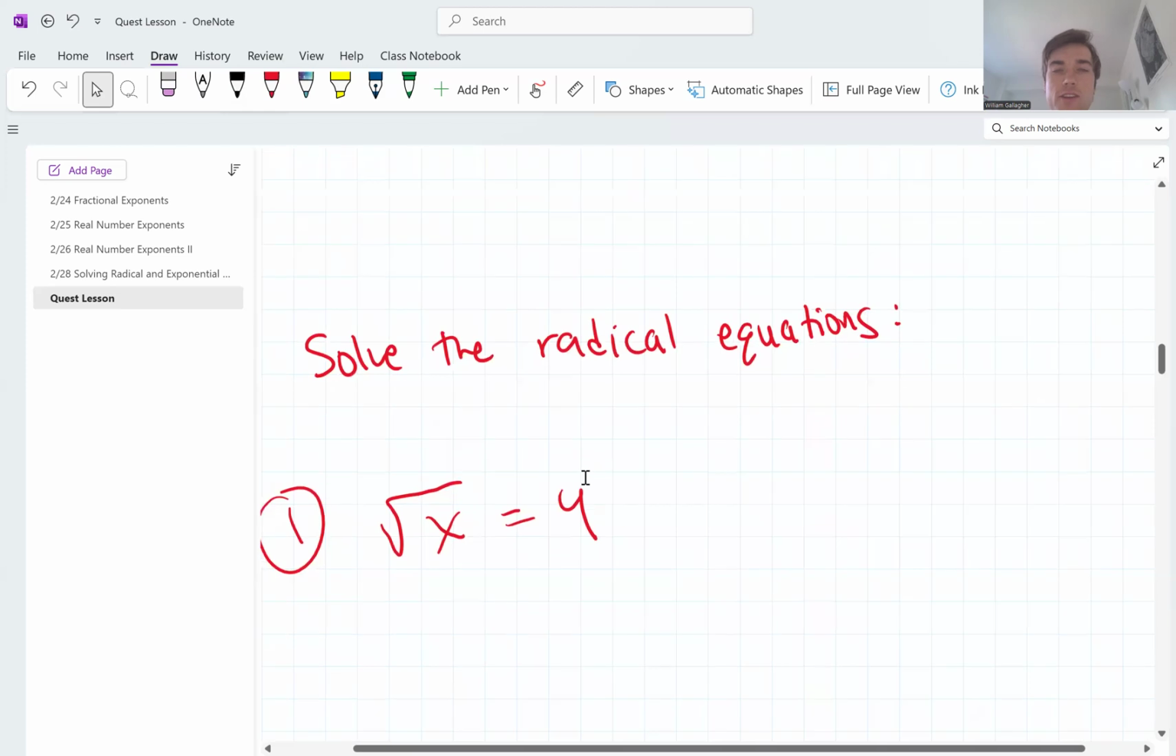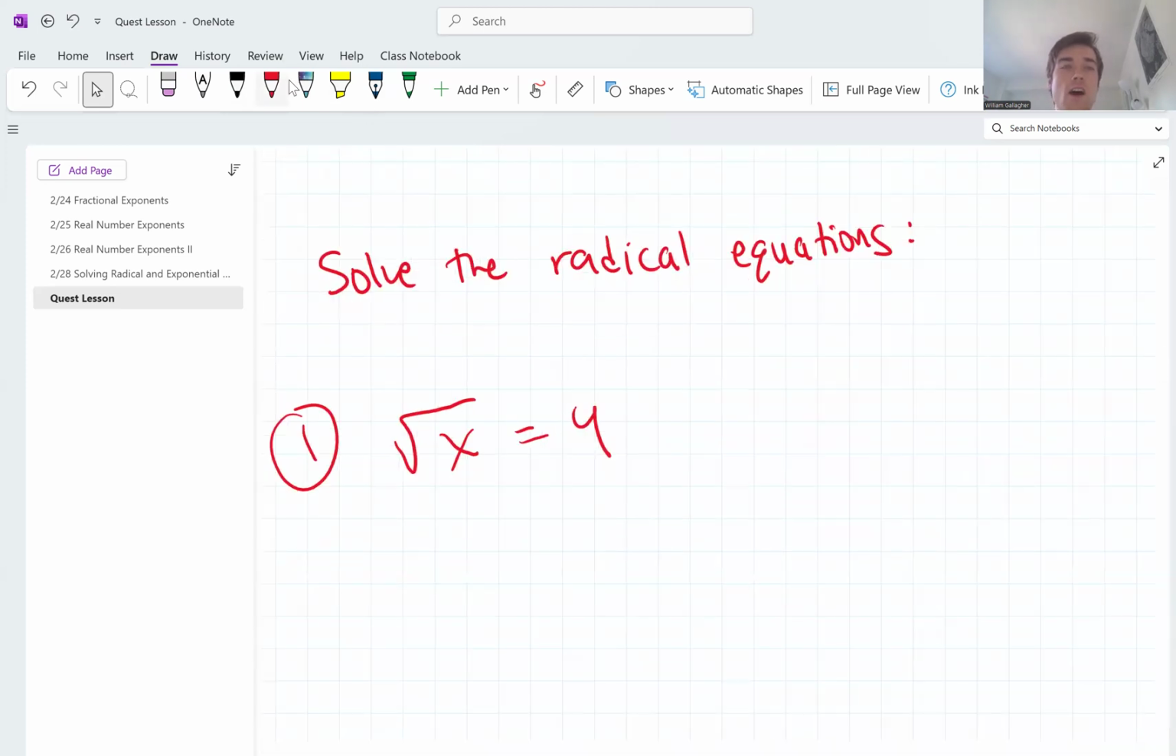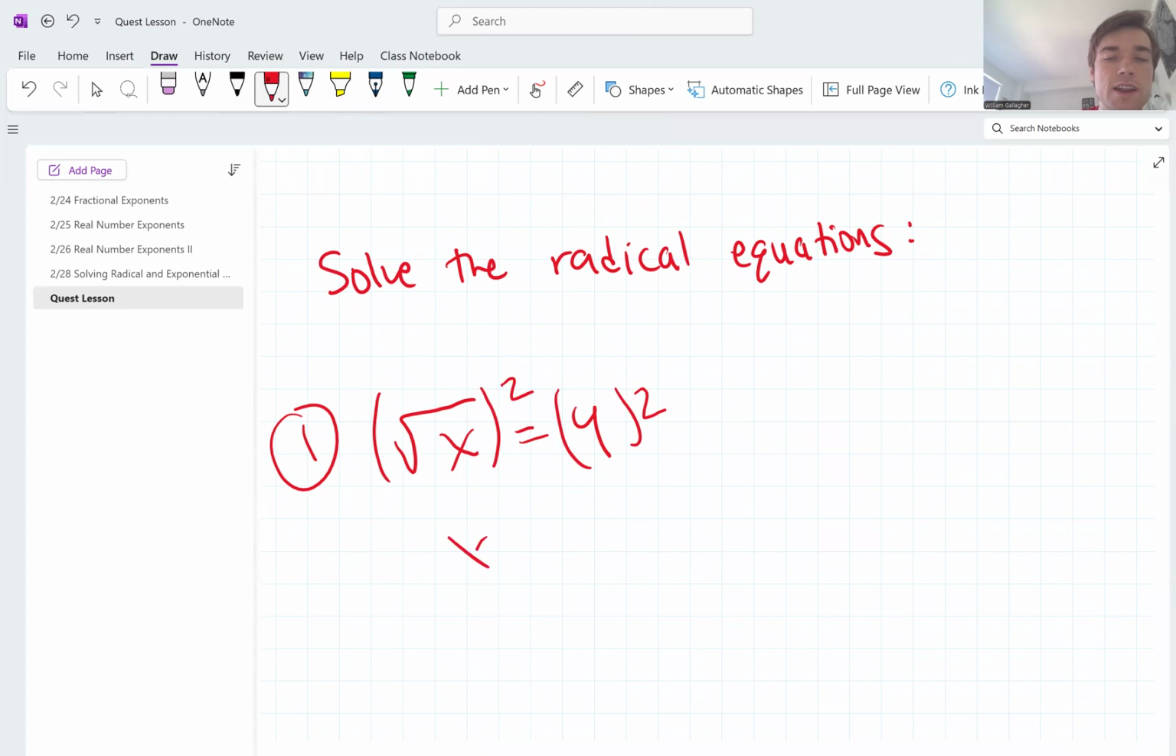And so now I want to actually dive into solving our radical equations. So here, if we have the square root of x is equal to 4, right? We know at this point we square both sides, and so we get x is equal to 16. And that's pretty straightforward, but we do need to check our work, right? We do need to check our work.